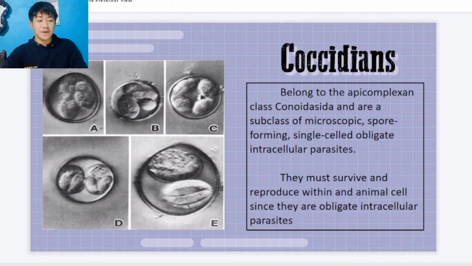Coccidians belong to the Apicomplexan class Conoidasida and are a subclass of microscopic, spore-forming, single-celled obligate intracellular parasites. They must survive and reproduce within an animal cell since they are obligate intracellular parasites. The class was defined in 1988 by Levine and contains two subclasses, the Coccidia and the Gregarinasina. All members of this class have a complete hollow, truncated conoid.